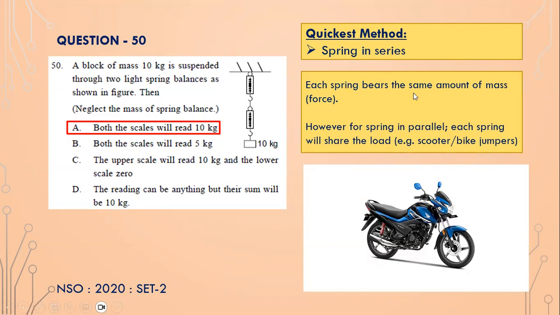And if the springs are connected in parallel, then they will share the load. Just like in motorcycle jumpers, there are two springs. There is one spring here and then there is another spring here. So because there are two springs, the force is shared between two springs. They will share the load, isn't it? But for springs in series, it will have the same reading.